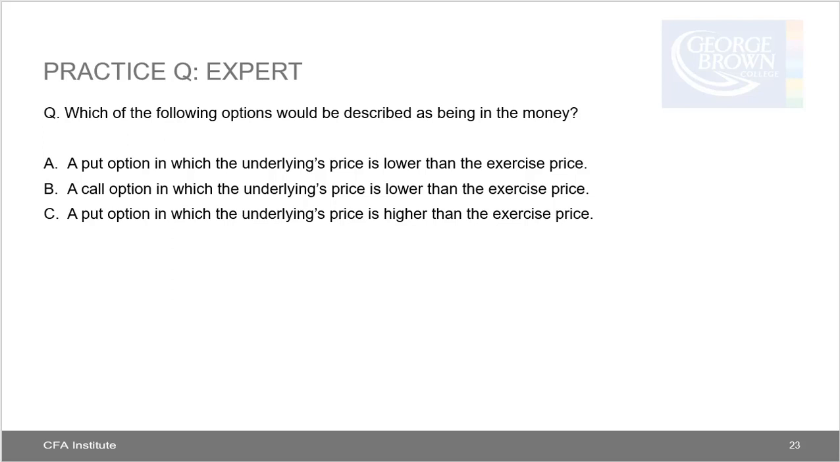So a quick practice question to check our understanding. It's in the learning ecosystem, classified as an expert question. And the question is, which of the following options would be described as being in the money? A, a put option in which the underlying price is lower than the exercise price. B, a call option in which the underlying price is lower than the exercise price. Or C, a put option in which the underlying price is higher than the exercise price.